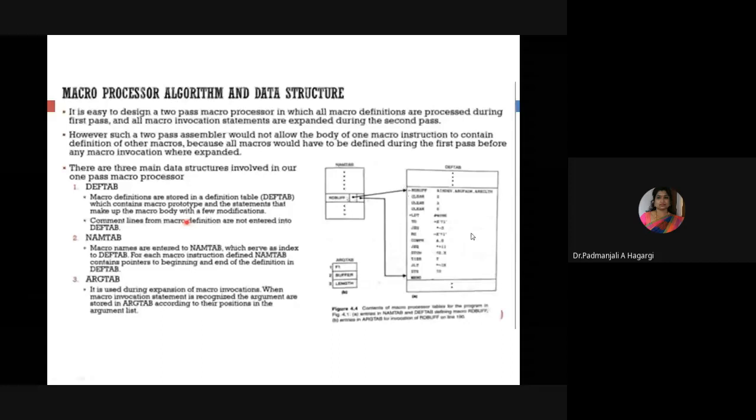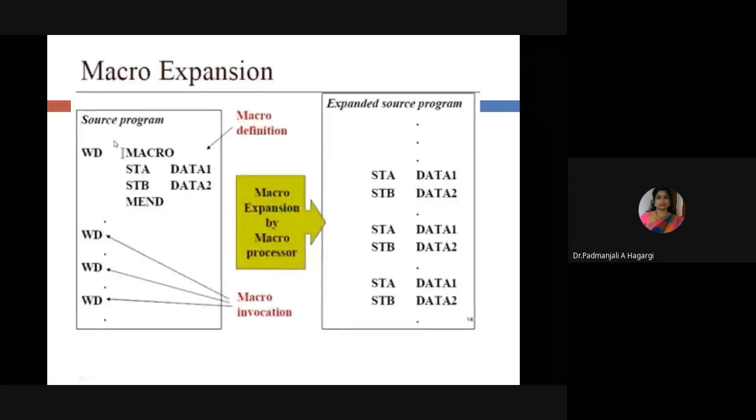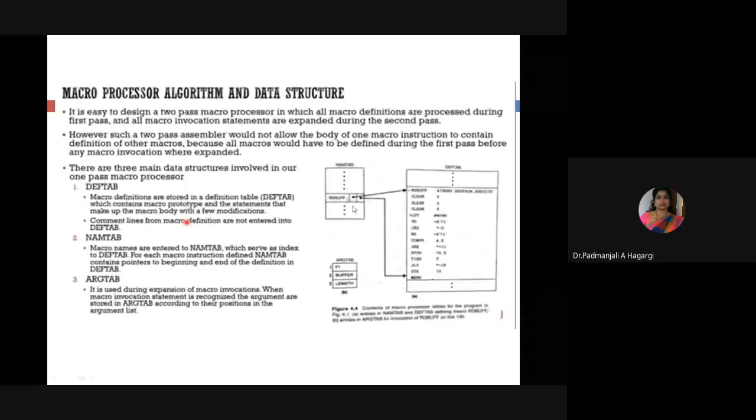Now next, during pass one, when the parser encounters a macro during the scan, it pushes the name of the macro into a name table. What is that? Suppose the macro name, as I was telling in yesterday's class, is WD. The name of the macro is WD. So in that way it stores it in the name table.